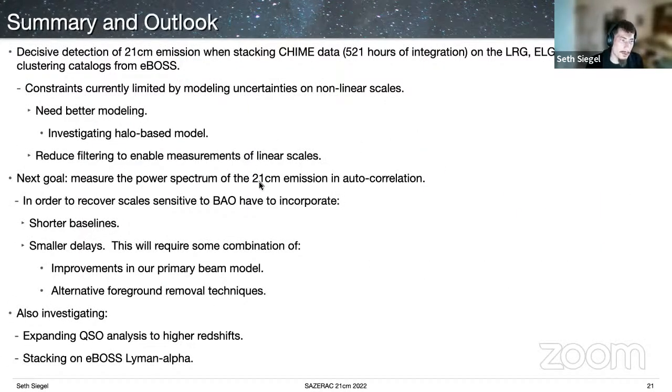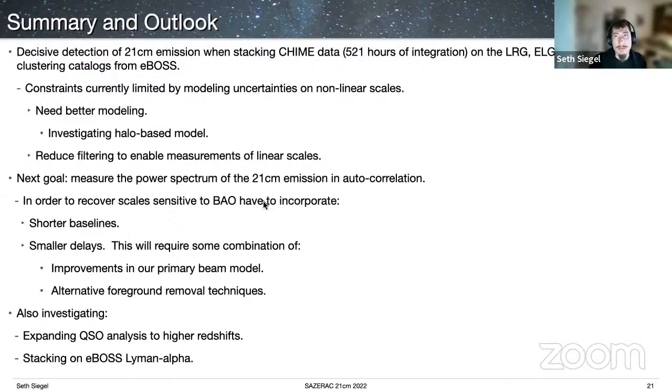So I think our next goal is to attempt to measure the power spectrum in autocorrelation. There's a straightforward path to measuring it at high delays, but that's going to suffer from the same issues with interpretation, with modeling these nonlinear scales. And eventually we would like to identify the BAO signature in the power spectrum and use that to constrain cosmology.